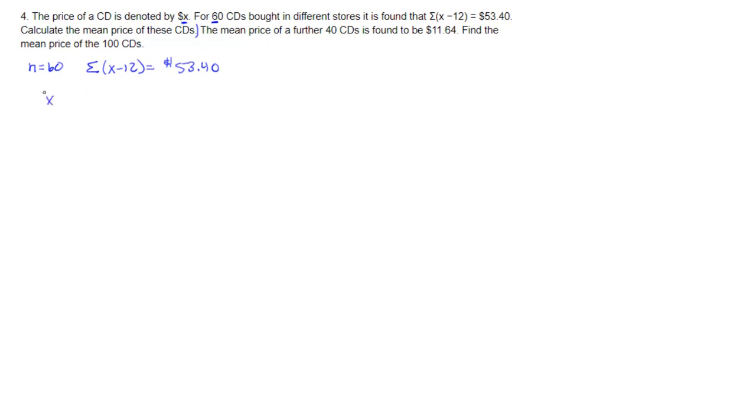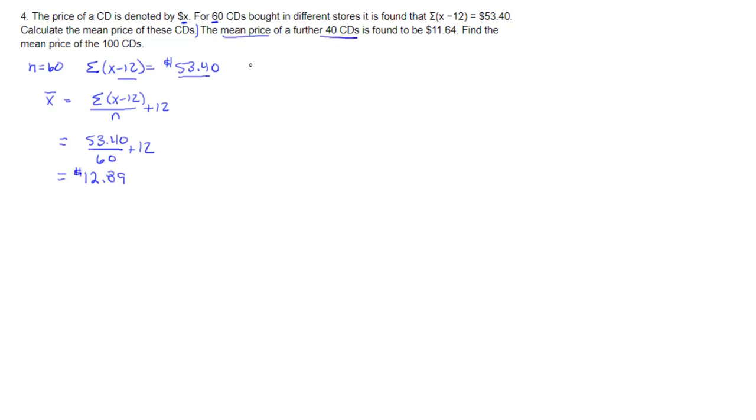All right, so the mean of coded data: if I take the sum of x minus 12 and divide it by the n and add back the 12 that I took away from each data piece, that's going to give me the actual mean. So all I've got to do is plug this information in. I got 53.40, that's the sum of all our x minus 12s. Divide by 60 and add 12, that gives me a mean of 12.89.